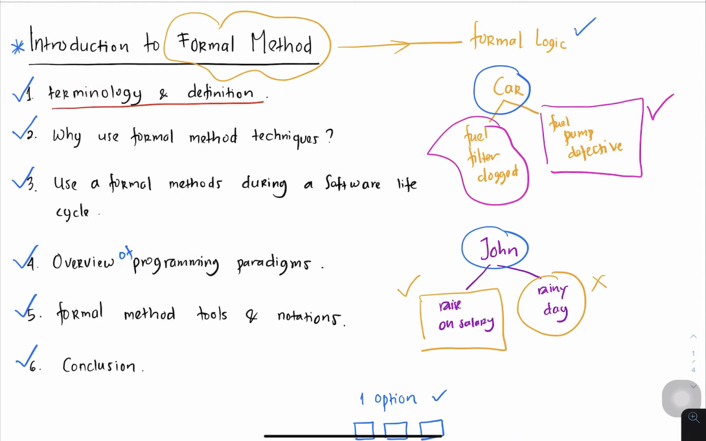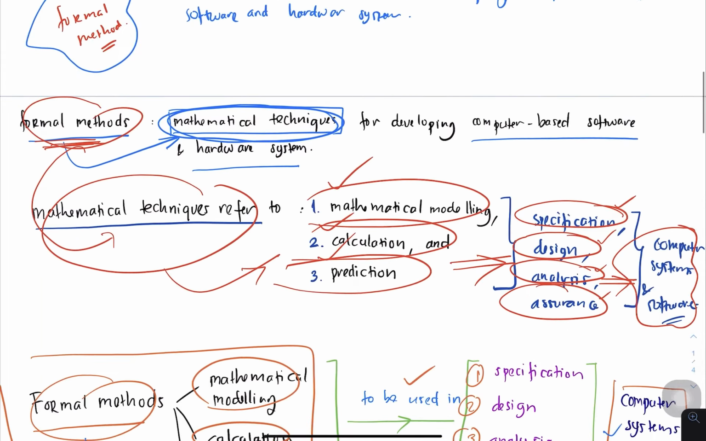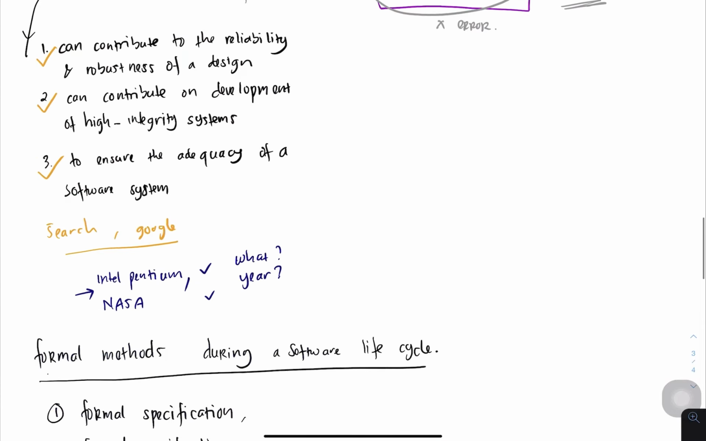Also, we already discussed why use formal method techniques. So the next one that we are going to discuss here is the use of formal methods during the software lifecycle. Let's scroll down. Here, I already wrote it down.